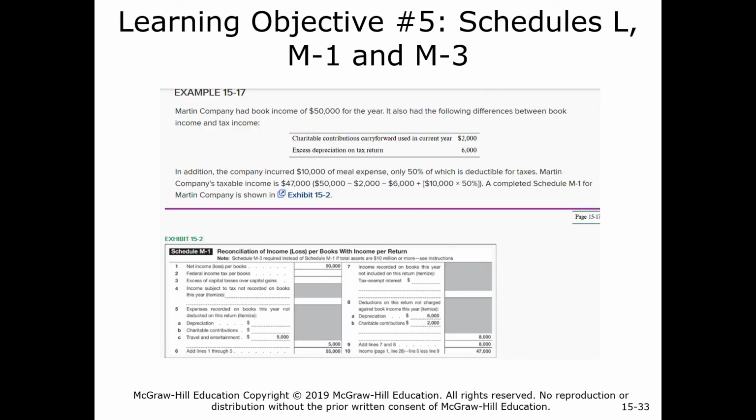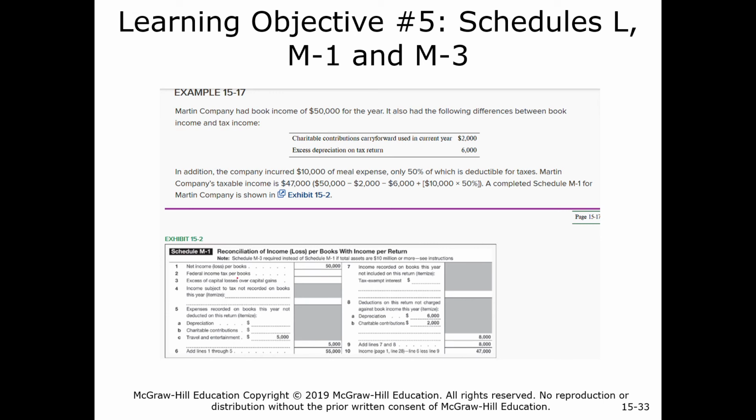Okay, so here's an example of the Schedule M-1. Martin Company had book income of 50,000. So our starting point for the Schedule M-1 will be our book income, book income per books. Now let's assume that we did not include any income tax expense on this 50,000, so we don't need to add back any income tax expense. If it was, then we would have to add it.